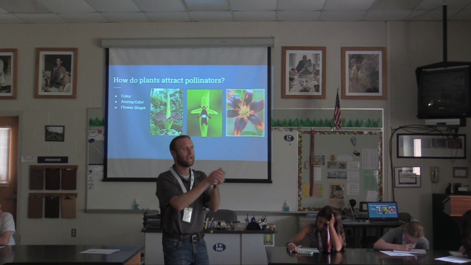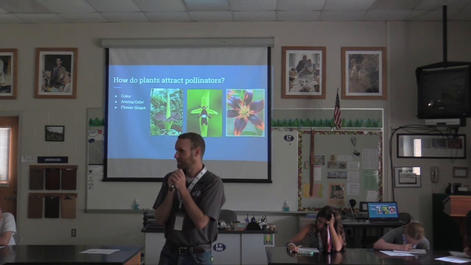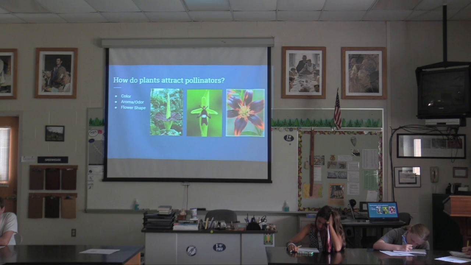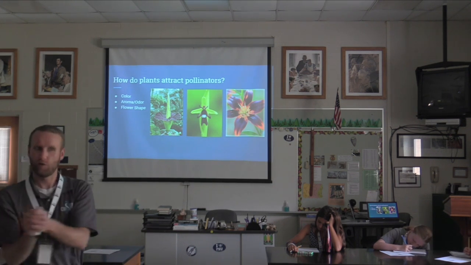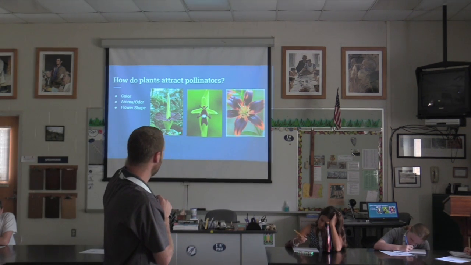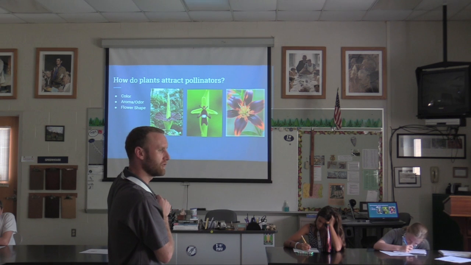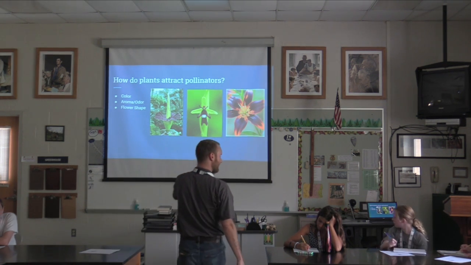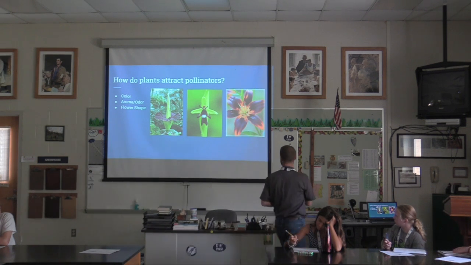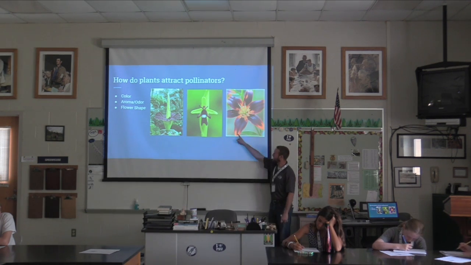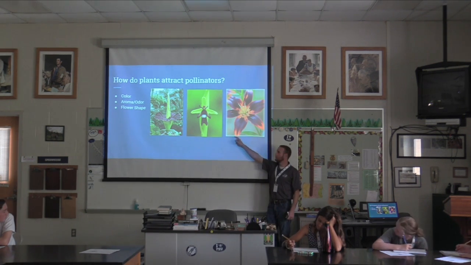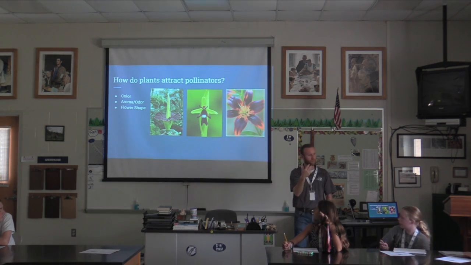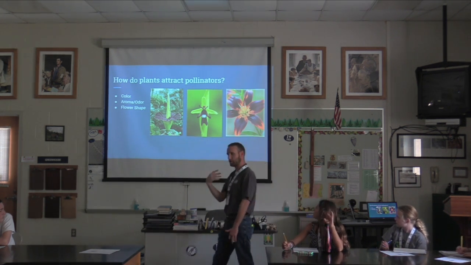So if you are a bee, why would you go to a flower? You would go to a flower if it attracts you through its color. So some plants will modify their petals so that their color is vibrantly orange, or purple, or red, or white. So the color of the petal can attract the insect.